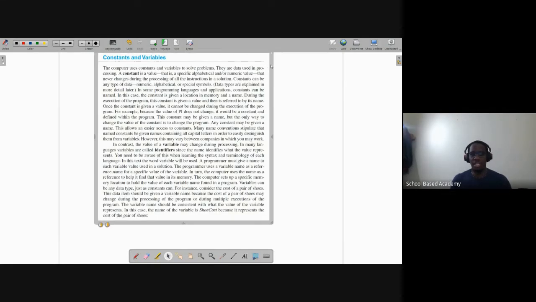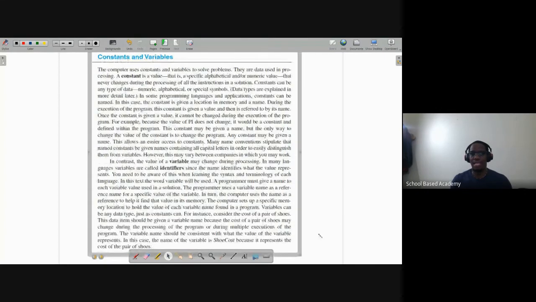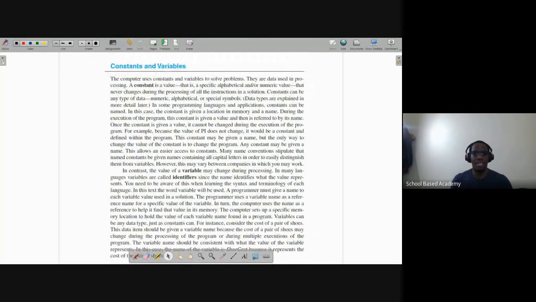Okay, so here's a note on constants and variables, and it defines what a constant is, and also what a variable is. We identify that the constant is that value that never changes during the processing of all the instructions in a solution. And then we have the variable that may change during processing, right? And then there are also different names for variables, etc., as the programming languages change.